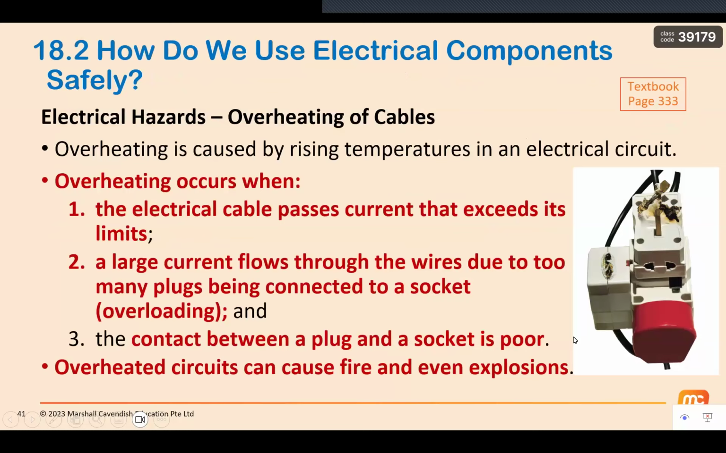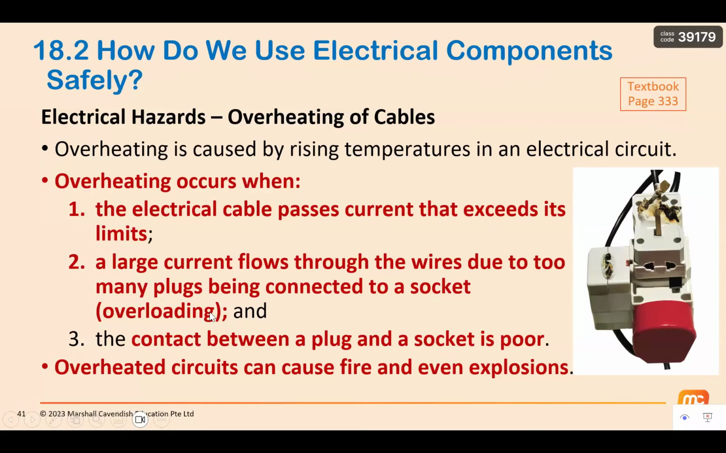The next scenario is about overheating of cables. Overheating of cables is when there is too much heat being generated in the cables. And overheating usually occurs when there is too much current flowing through the wires. It happens when there is overloading, or it can also happen whenever there is a short circuit. And whenever there's a short circuit, there is a large amount of current flowing through the circuit. Or it can also happen when you use appliances with the wrong type of wires.